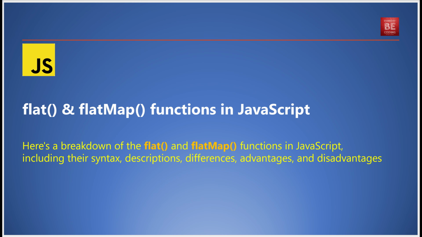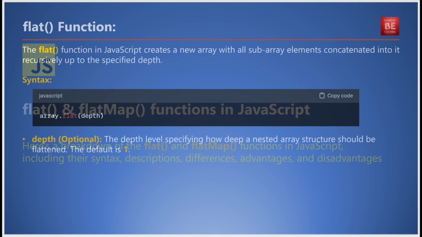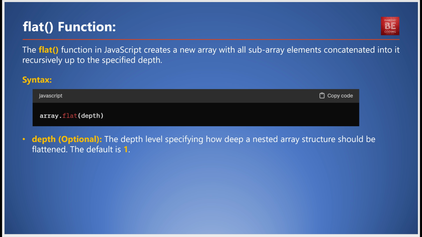Ever thought about the differences between flat and FlatMap functions in JavaScript? Today, we're going to delve into these two functions, breaking them down to their bare bones and making them easy to understand. Starting off with the flat function. This function creates a new array by merging all subarray elements into it. This merging process happens recursively up to a specified depth. If you're wondering what this depth is, it's an optional parameter that defines how many levels deep a nested array structure should be flattened. The default depth is 1.